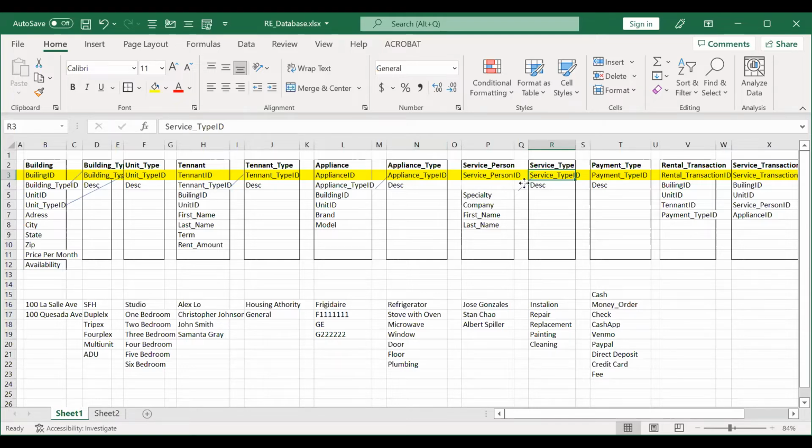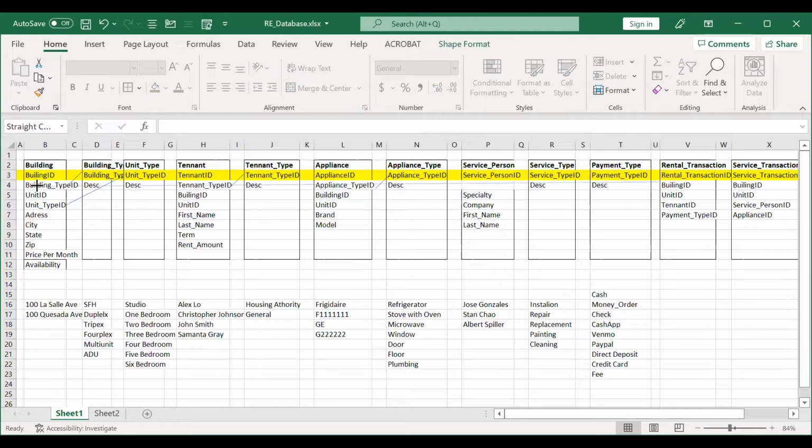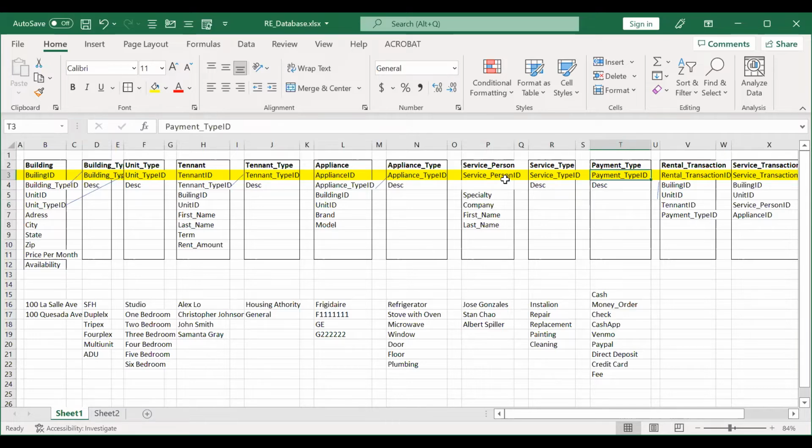Anyway, hold on one second. I'm not sure about this yet. Okay, so I need to obviously join building ID with all these building IDs right here. This would look horrible. So help me out, guys. What did I miss? I have a problem with the service type because payment type ID is not linked to anything right now.